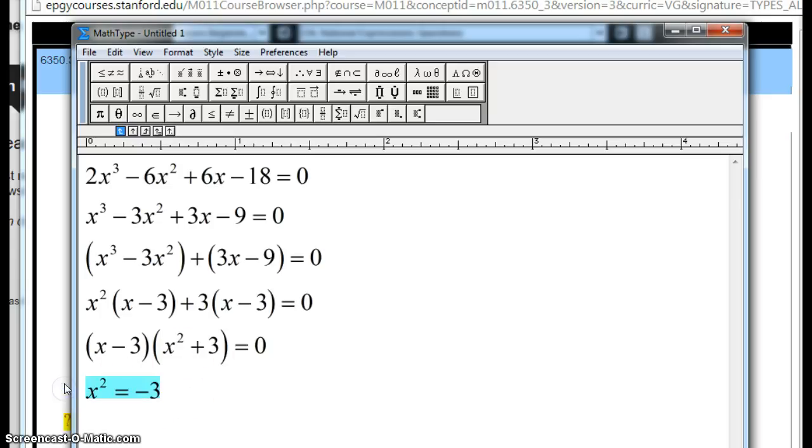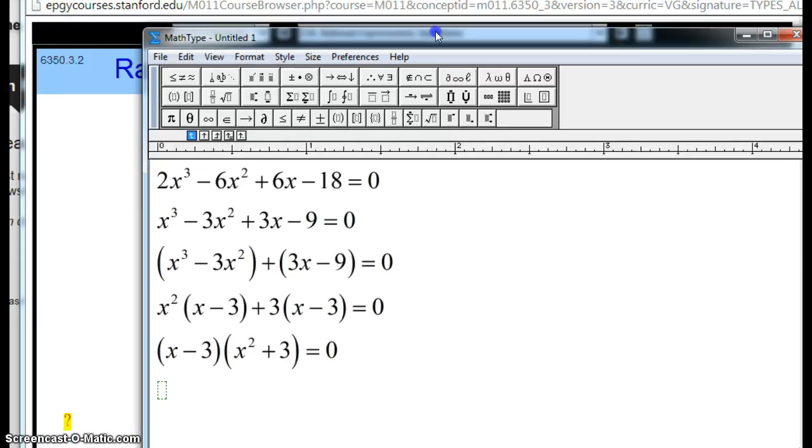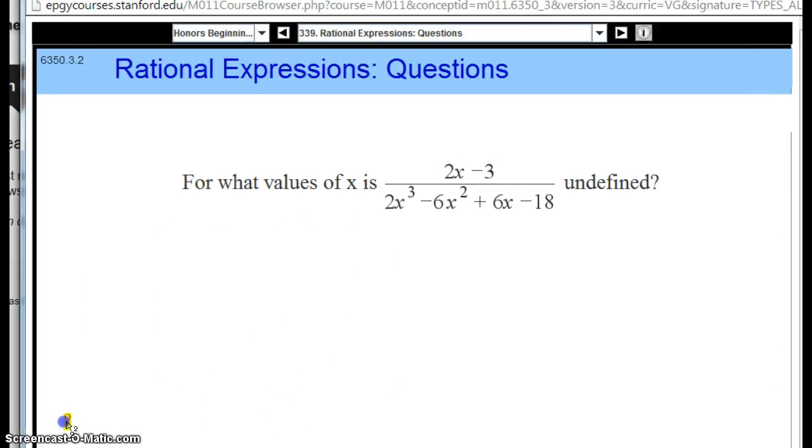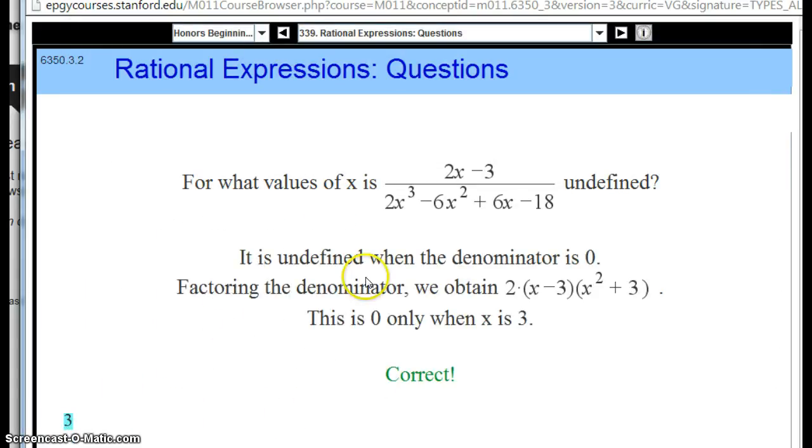So the only time this whole denominator is 0 is when x equals 3. That's the only 0 here. So when x equals 3 is the only 0. And let's see if that's the correct answer. Correct. And see, they did the same thing. Factoring the denominator, we obtain this, and this is the only 0 when x equals 3.